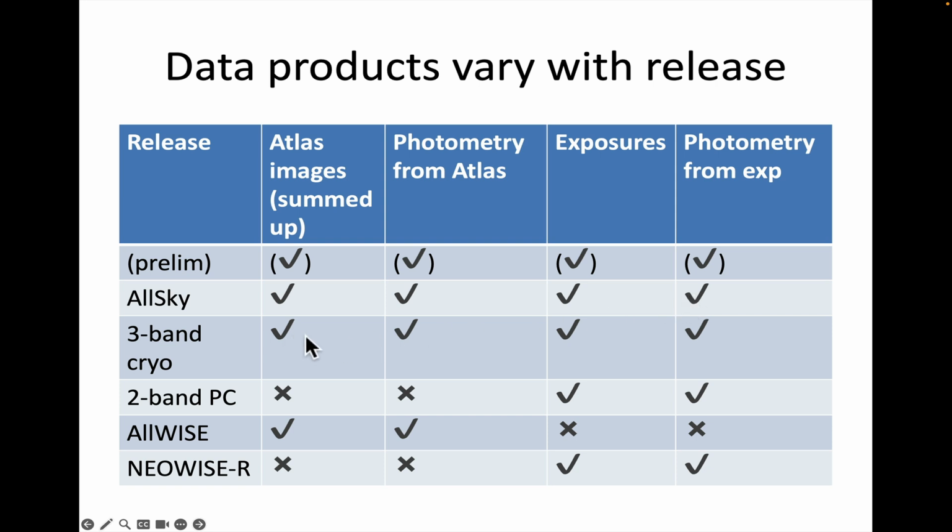The 3-band cryo release similarly included Atlas images and exposures and photometry from them both. The 2-band post-cryo release did not include Atlas images or photometry, but it did include individual exposures and photometry from the exposures. The All WISE release included just Atlas images and photometry from those images. It did not include exposures or photometry from the exposures because all of those data had already been released. For the reactivated NeoWISE, Atlas images and photometry from the Atlas images are not part of that data product. Exposures and photometry from the exposures are included.